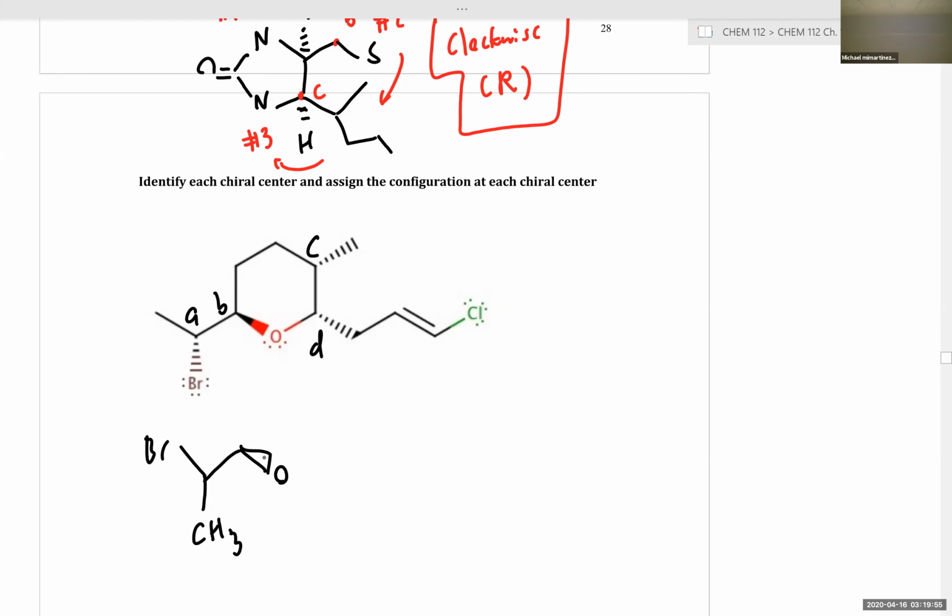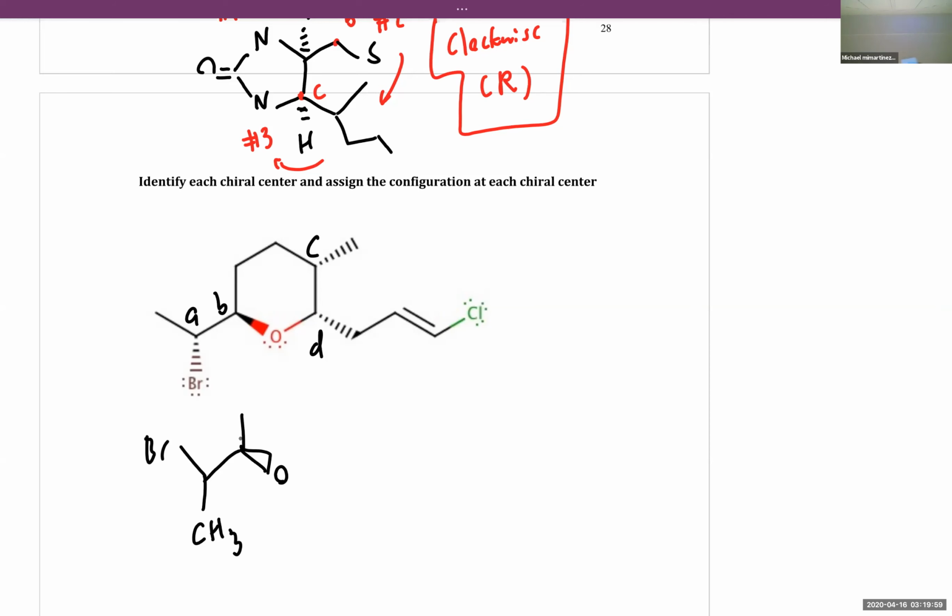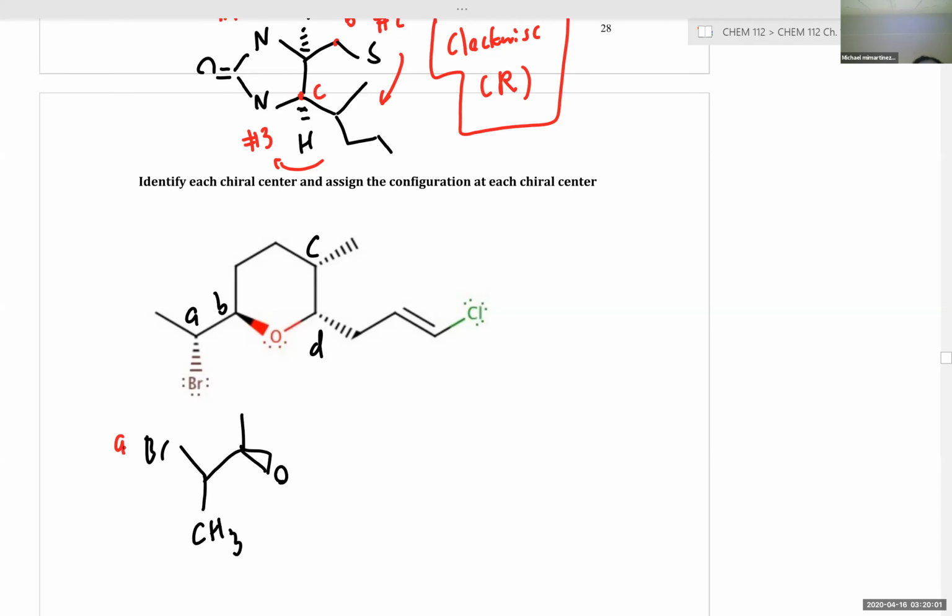Okay, so let's focus on center A now, and I'd like you to assign priority groups. So if we have A, B, C, which group gets the highest priority number? Group A, group B, or group C? A, yep.